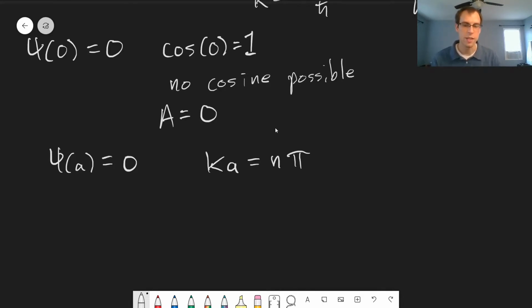And this is the same argument we had before with our classical wave equation. Sine only goes to 0 at integer multiples of pi. And so what's inside of our sine, the ka, has to go to 0 when x is equal to a. So k times a is equal to n pi. And here again, n is going to be integers, 1, 2, 3, and so on.